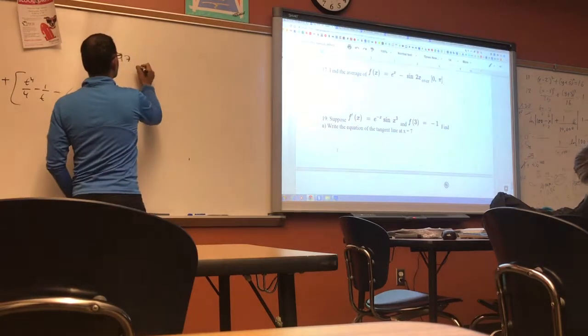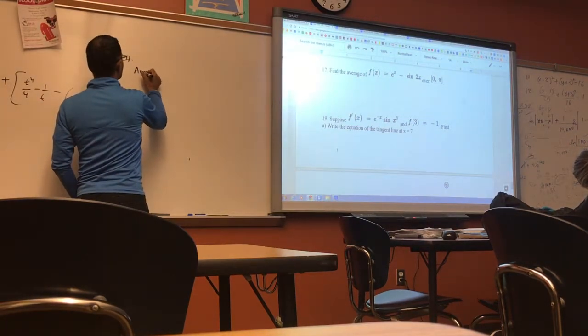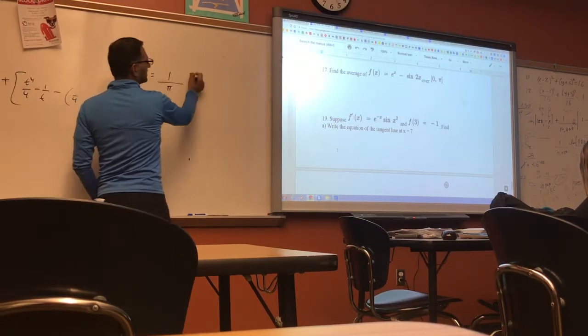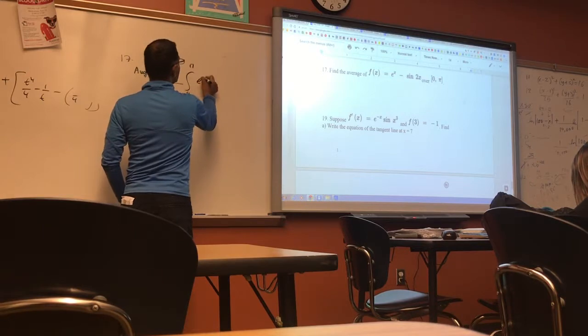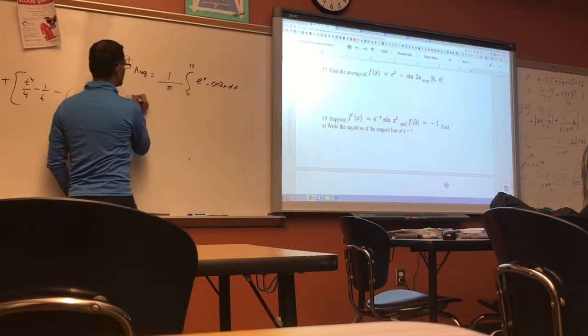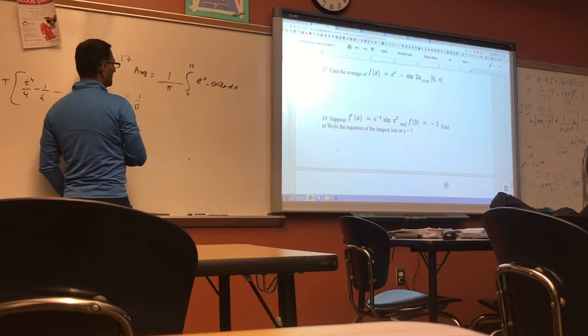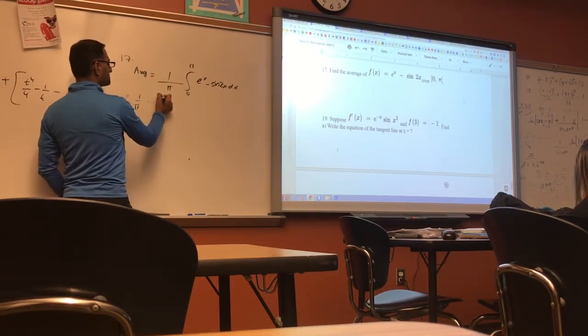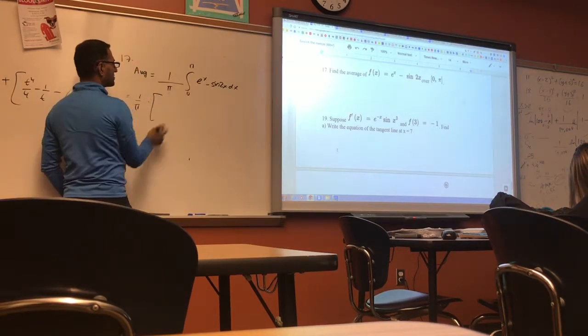What am I writing? Write down average equals 1 over 0 to pi of e^x minus sine 2x. Okay, we'll actually do it. Look down. Integral of e^x. Okay, smart kids, put up big brackets because it's 1 over pi times, correct?